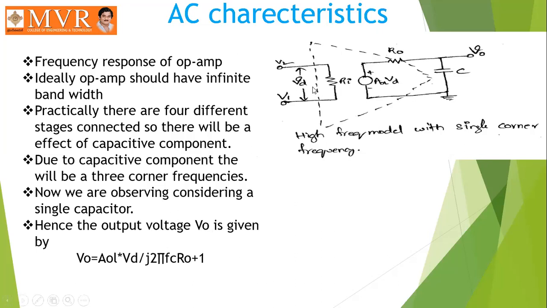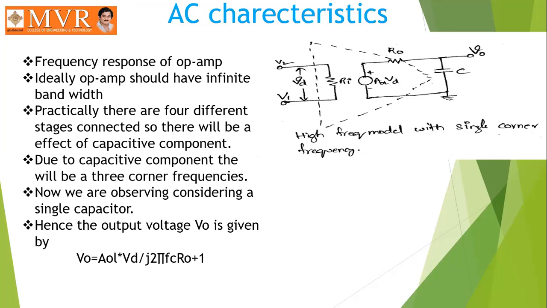For this AC characteristic, we are going to consider the equivalent circuit for an operational amplifier. In this we have V1 and V2 as the input terminals, VD is the differential voltage, RI is the input resistance, there is the equivalent VD source, and R naught is the output resistance. Here we are going to consider a single capacitor and find the effect of this capacitance on the performance of the operational amplifier.